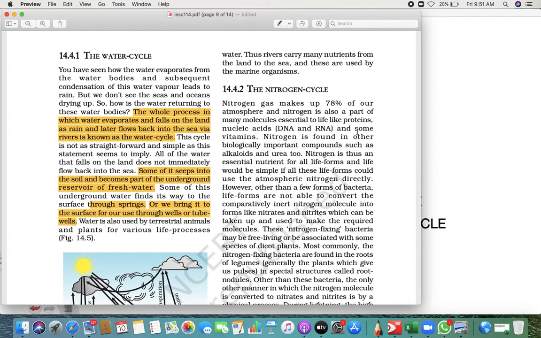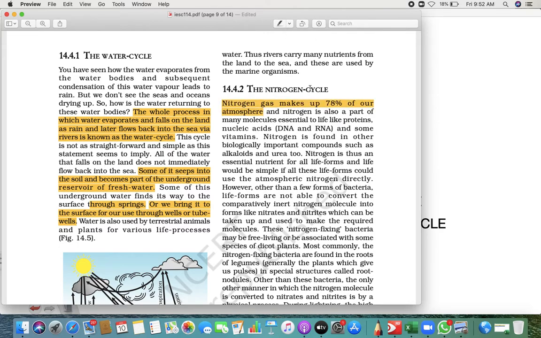Now we are going to see the nitrogen cycle. Now see, nitrogen is one of the very important components in our life processes. Yes, nitrogen. If you think about the air, our atmosphere contains 78% nitrogen. Really?